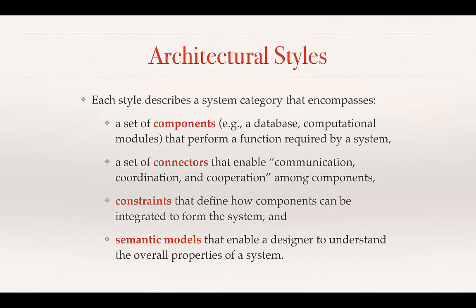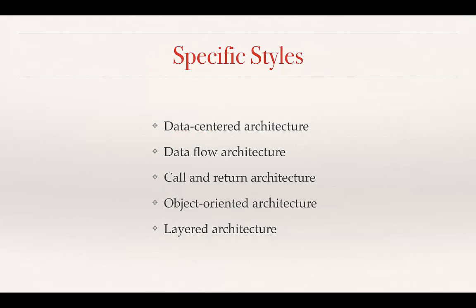Okay, now let's look at a few different architectural styles. Each of these styles includes a set of components and connectors between the components. These styles also define certain system-wide constraints and give semantic models that help the designers to understand the architecture. Here are the styles that we're going to look at: data-centered, data flow, call and return, object-oriented, and layered.